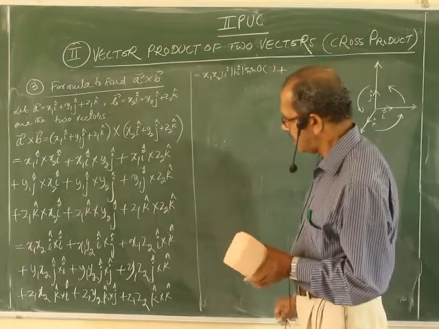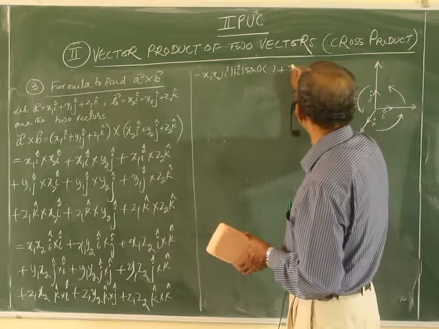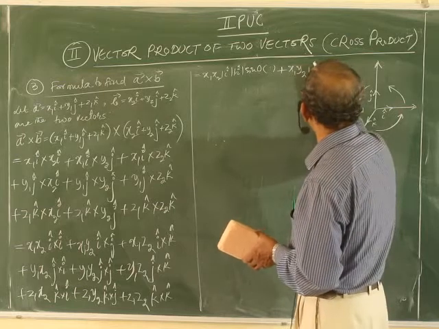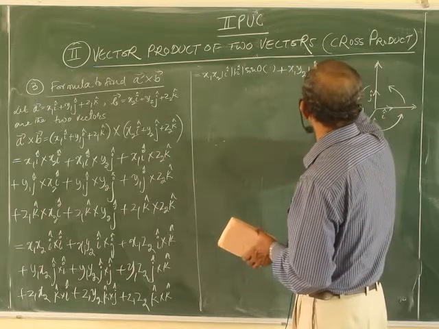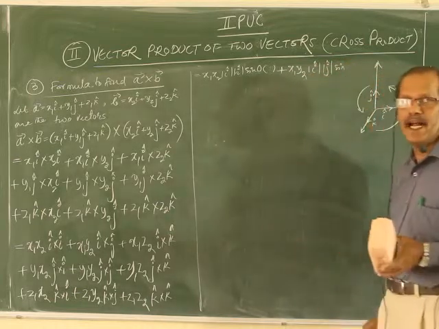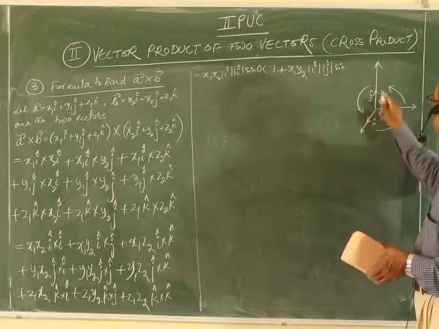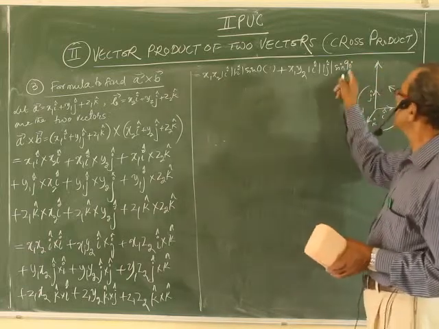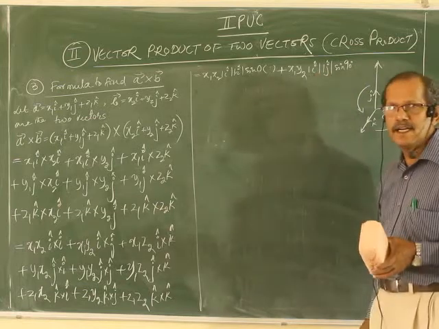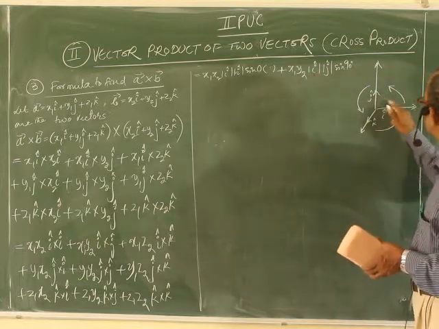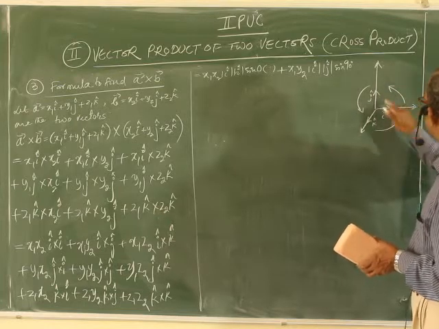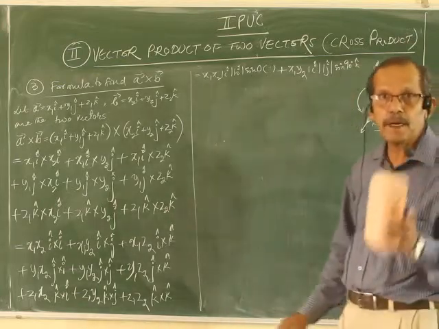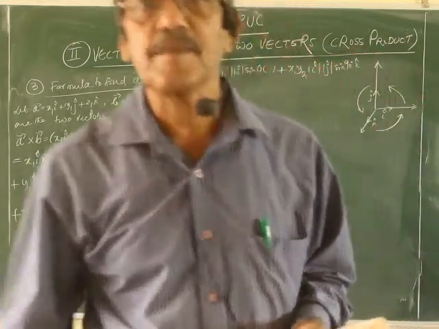Plus, write another one. x1, y2, mod i, mod j, sine of the angle between i and j. Careful, i and j, 90 degree. Into unit vector perpendicular to both i and j. i and j are two vectors, no? Perpendicular to the plane containing this one means which one? k cap. It is the unit vector perpendicular to both i and j. Right?